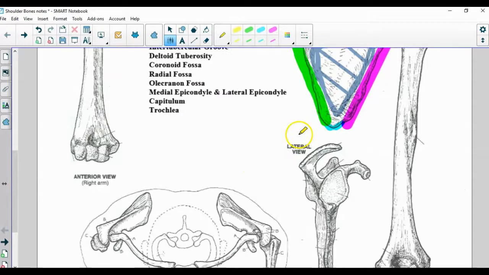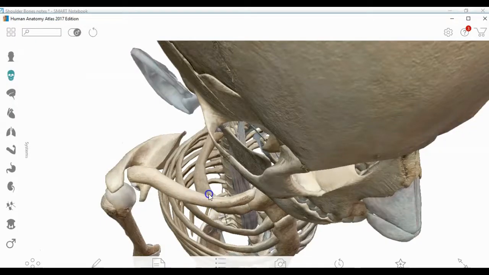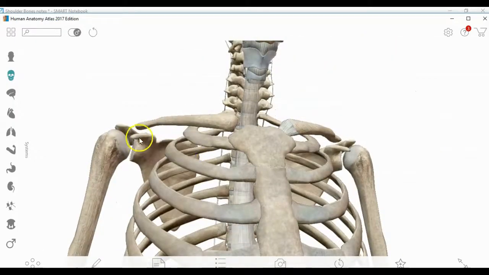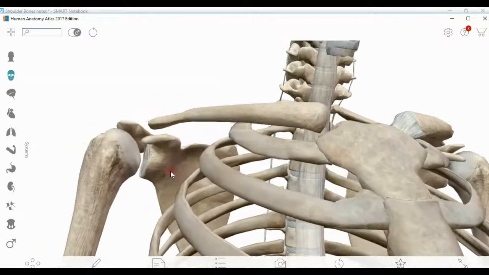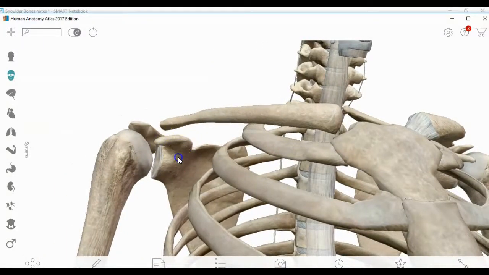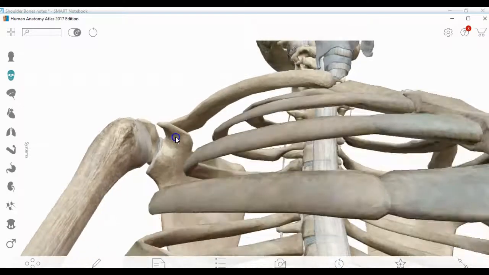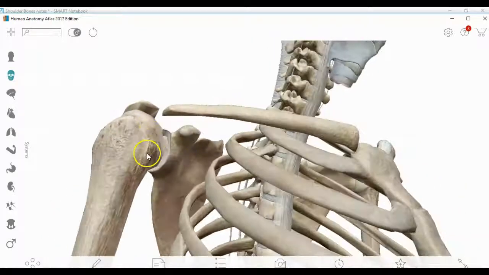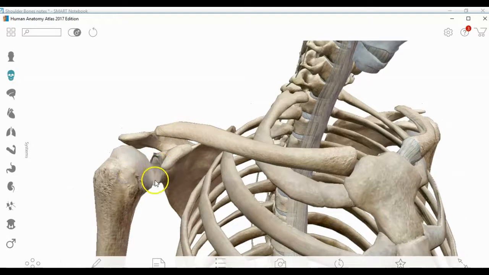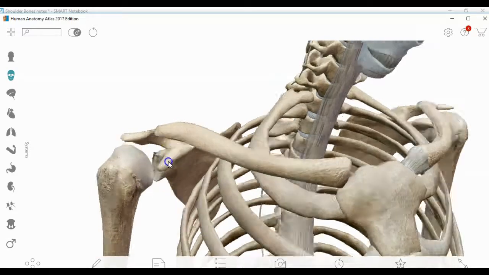Lucky. Let me show you that on our app, if I can find it. There we go. Alright, so here we are. Here's the coracoid process, and you can see it reaches out, but it does not form a joint with the humerus. That's this last little shallow depression here.